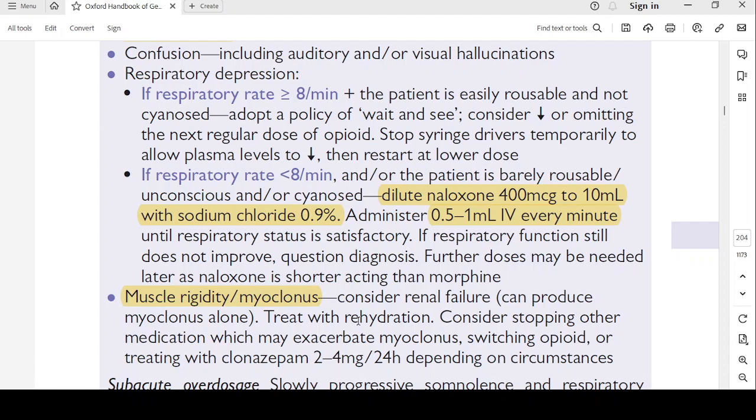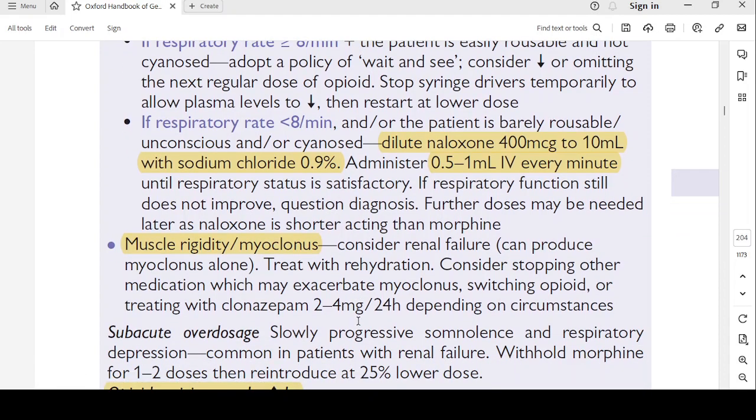Muscle rigidity or myoclonus. Consider renal failure. Renal failure can produce myoclonus alone. Treat with rehydration. Consider stopping other medication which may exacerbate the myoclonus, switching the opioid, or treating with clonazepam.